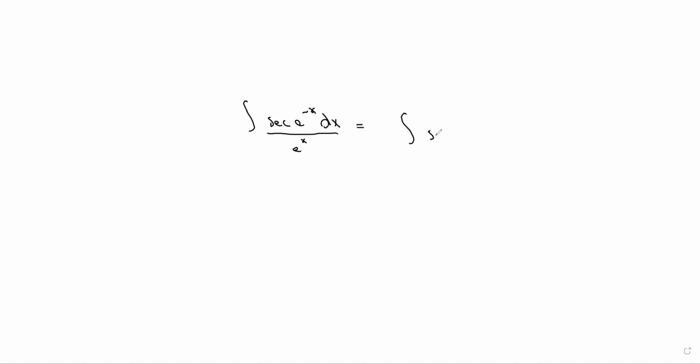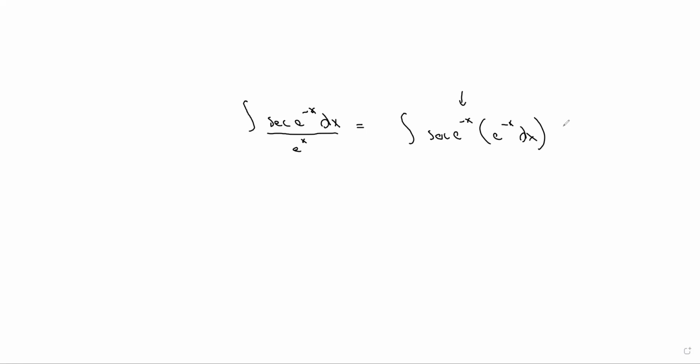Integral of secant e to the minus x. And then if we bring the e to the x up, it'll also be an e to the minus x, and then we got dx. The reason I have a habit of putting brackets around certain parts is because I want it to be clear to the reader that this first e to the minus x is inside of the secant. Everything else is outside of it. So brackets help clarify that to the reader.